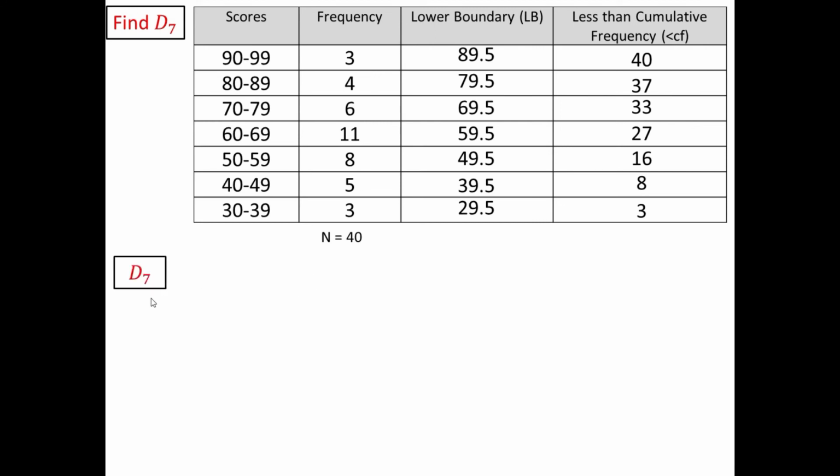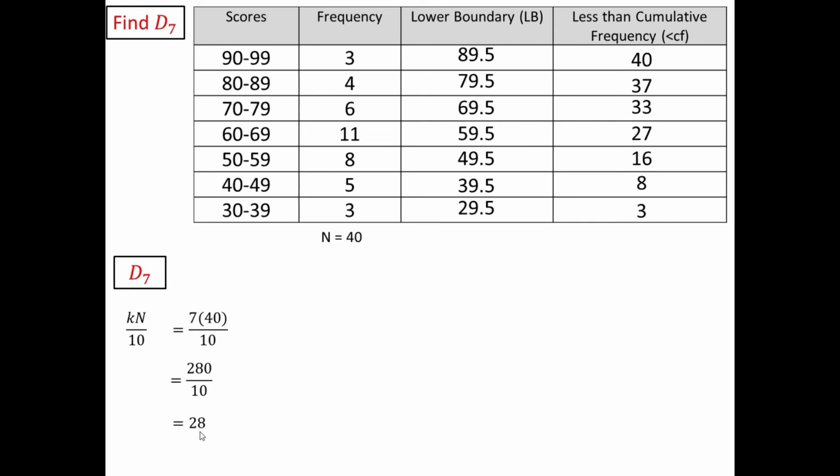First step, locate natin nasan si 7th decile class. We can do that by using the formula kn over 10. This time, si k papalitan ng 7 at si n naman ng 40. By substitution, we have 7 times 40 over 10. 7 times 40 is 280. 280 divided by 10 is equal to 28. Ang computed value natin ay 28.